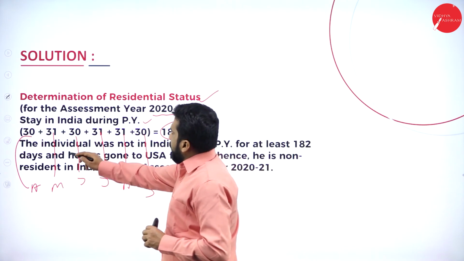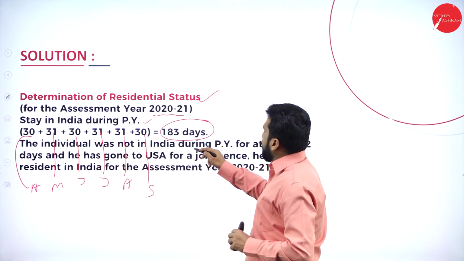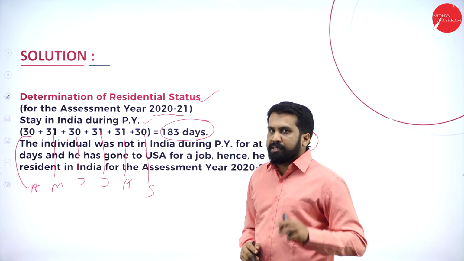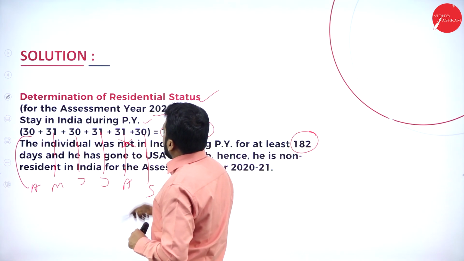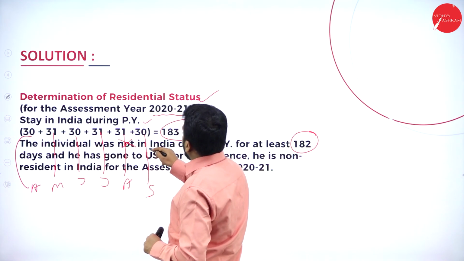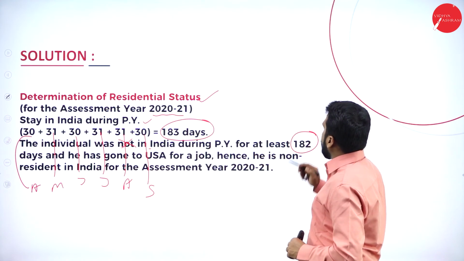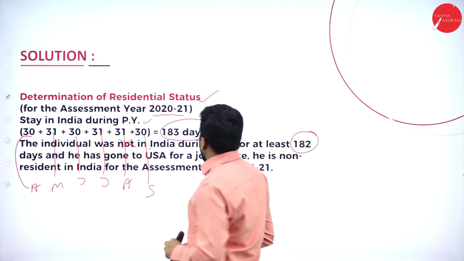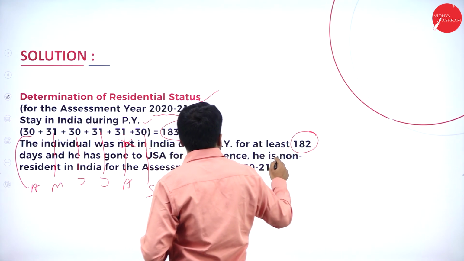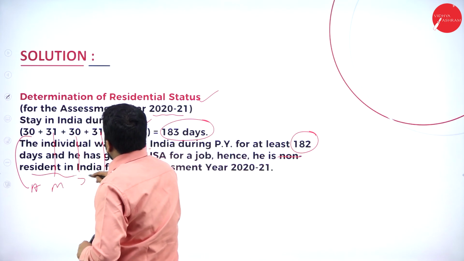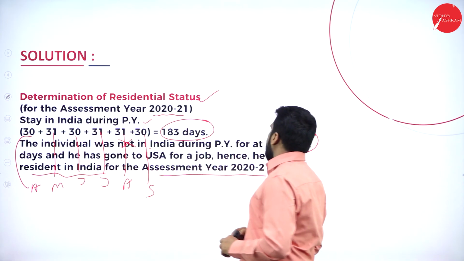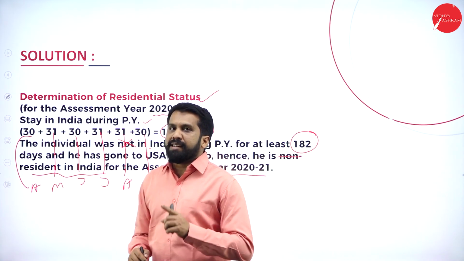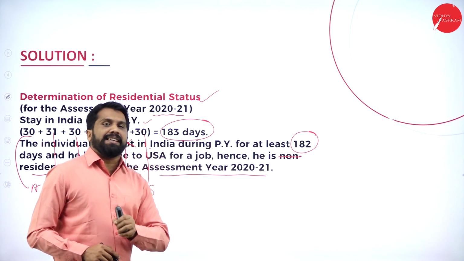Now, the individual was not in India during the previous year for at least 182 days, so he is not in India. The individual was in India during the previous year for at least 182 days. So, he has gone to the US for a job, hence he is a resident in India for the assessment year 2020 and 2021. He is not a non-resident. He is called a resident in India.